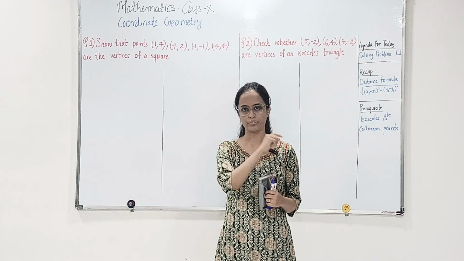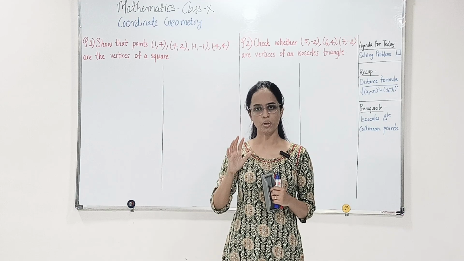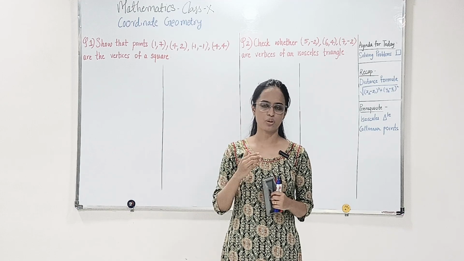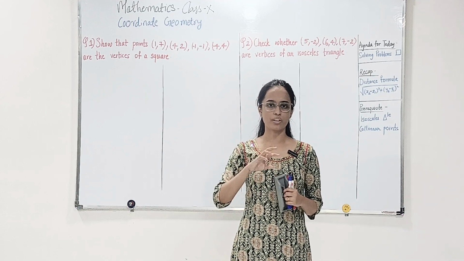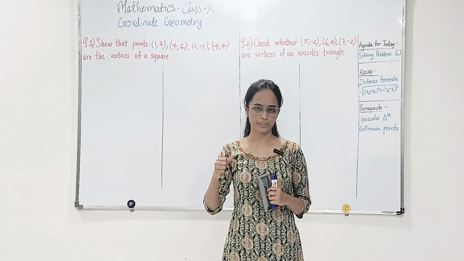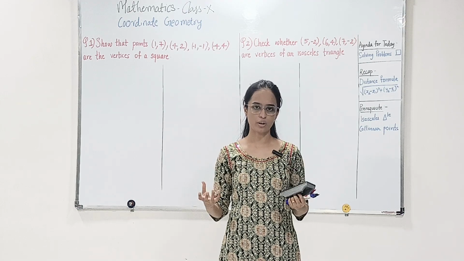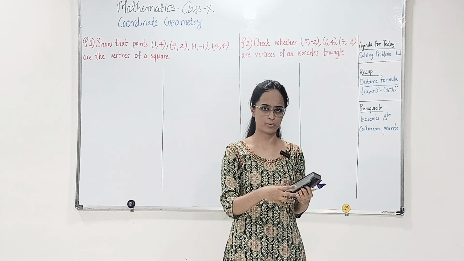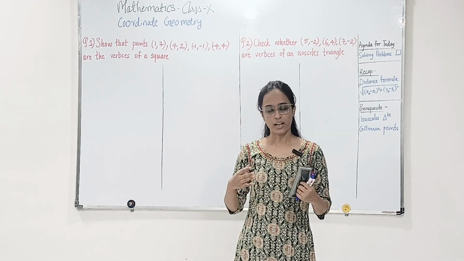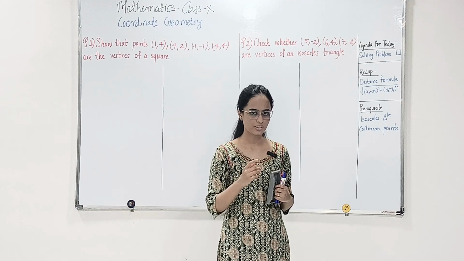To recap what we have done in the last class, we started with knowing the representation of a coordinate plane, then how coordinates are placed on a coordinate plane. We saw what x and y in a coordinate system represent, that is abscissa and ordinate, and later on we moved on to the distance formula. So what is a distance formula?